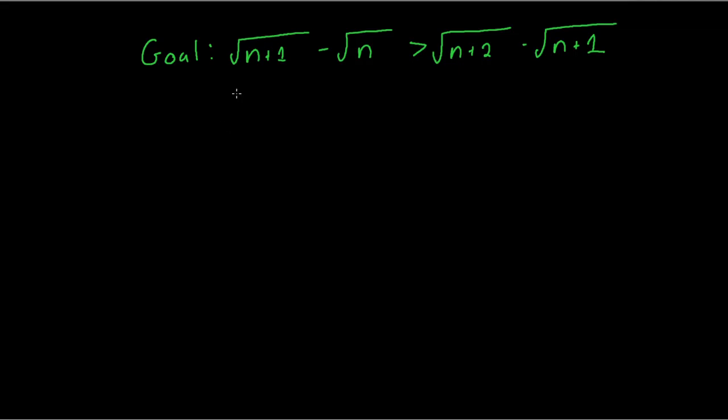So today we're going to show that the square root of n plus 1 minus the square root of n is bigger than the square root of n plus 2 minus the square root of n plus 1 for all n in the natural numbers, and this all comes from the fact that 1 is a bigger number than 0. First thing we're going to do is add n squared plus 2n to both sides of the equation.